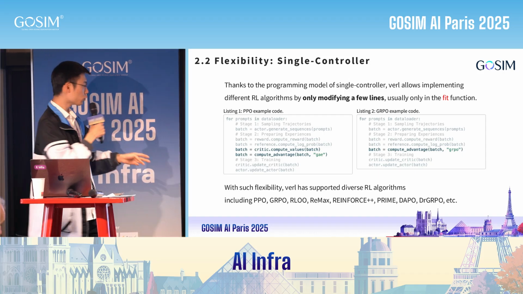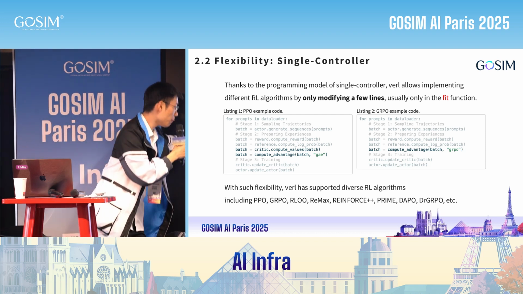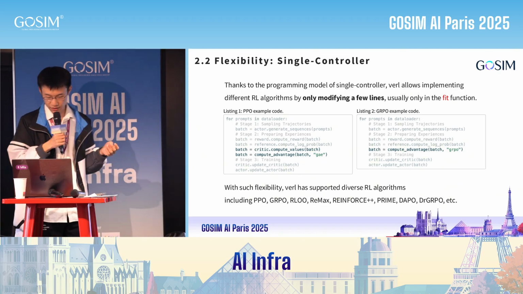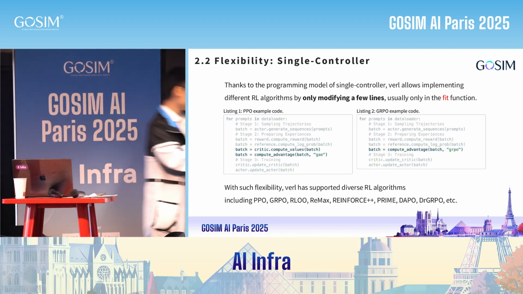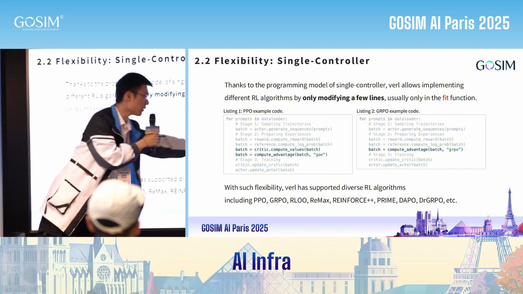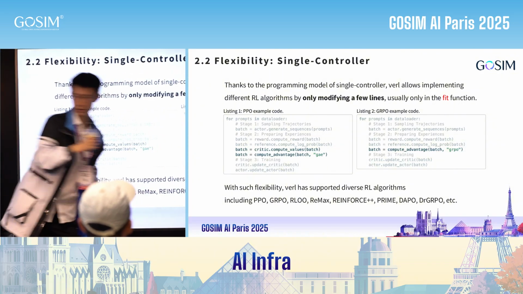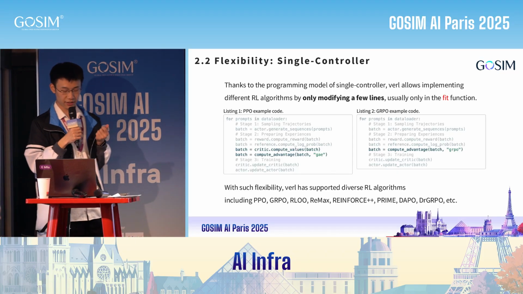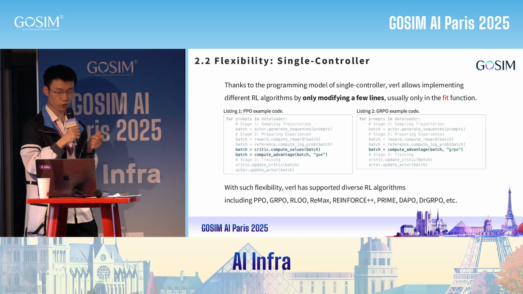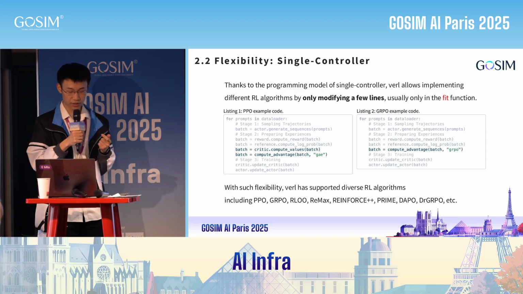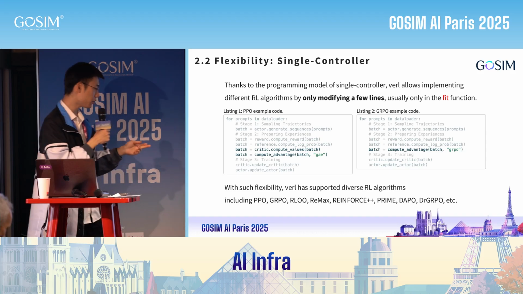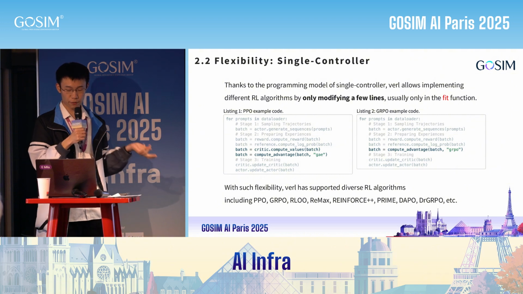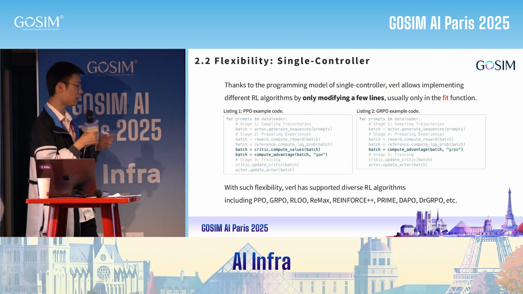We only need to remove the step of computing values and use the advantage estimation of the GRPO objective. This flexibility enables verl to support a great number of algorithms, including PPO, GRPO, RLOO, Remax, Reinforce Plus Plus, PRIME, DAPO, Dr. GRPO, and so on.